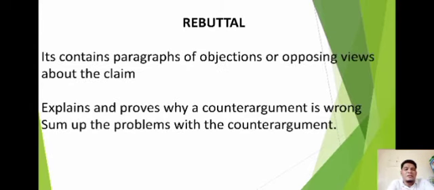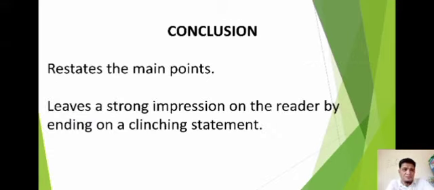Rebuttal. Okay, in this part of the argumentative text, it contains paragraphs of objections or opposing views about the claim. So, halimbawa, may claim, kailangan mong i-rebut siya or i-object mo. So, ano ba yung mali dun sa claim na gusto mong i-rebut? So, along the way, sa inyong pagbabasa ng inyong module, ay makikita ninyo diyan ang meaning at ang ibig sabihin ng rebuttal. And then, binigay ko na sa inyo last time pa. Okay, so try to understand what is the meaning of rebuttal by reading your module.